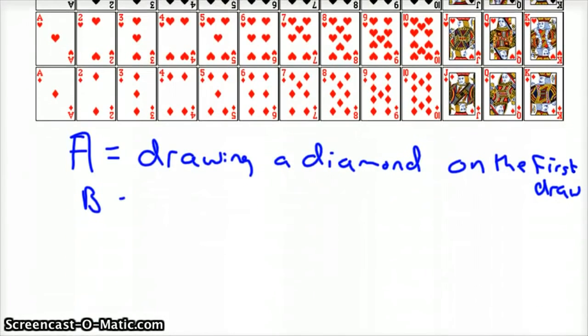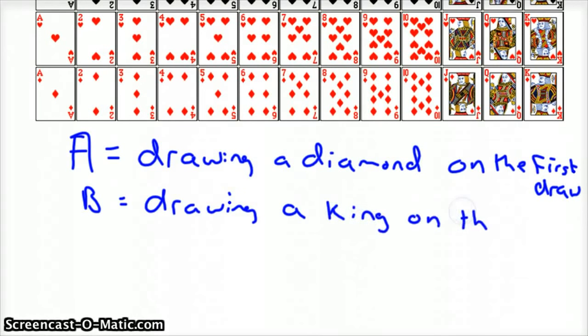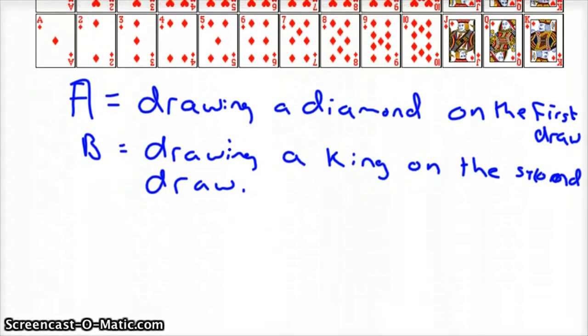And event B, drawing a king on the second draw. Okay, so I'm going to draw two different times.